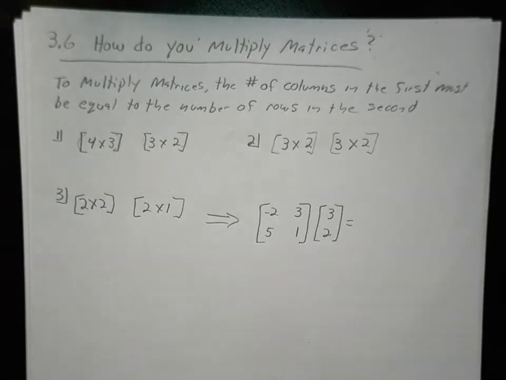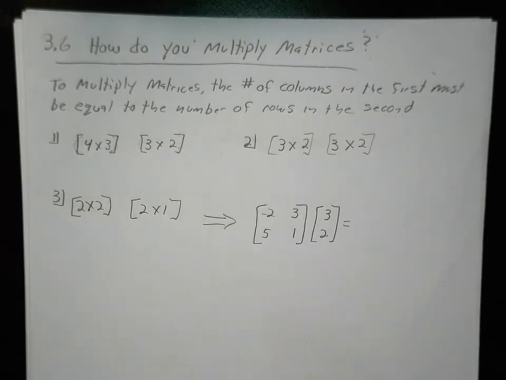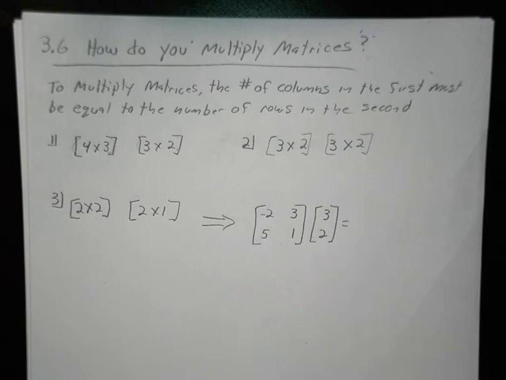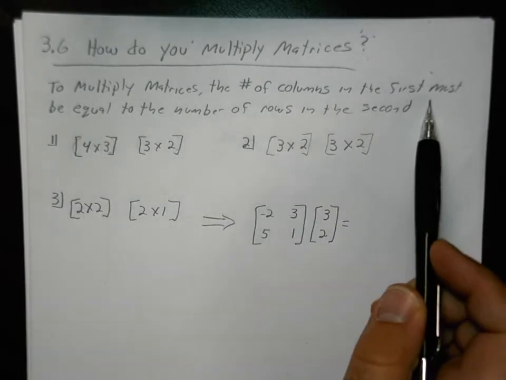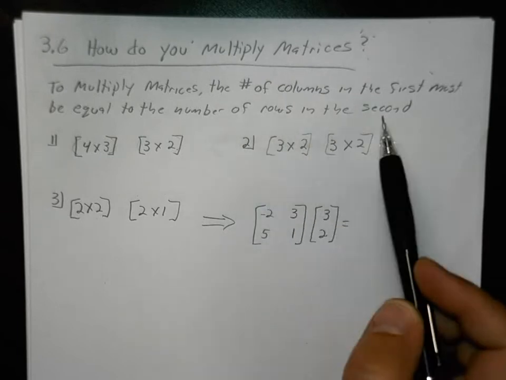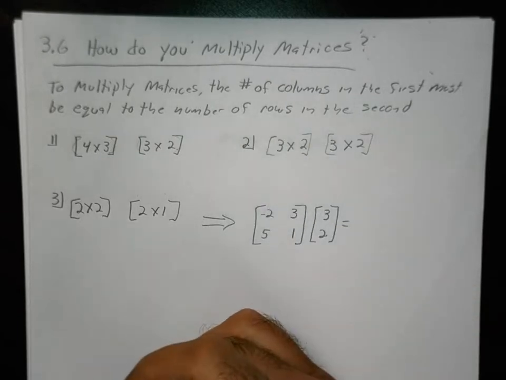Okay, today's lesson is on section 3.6, multiplying matrices. So how do you multiply matrices? Well, here's the deal. To multiply matrices, the number of columns in the first matrix needs to be equal to the number of rows in the second. Otherwise, we cannot multiply them.